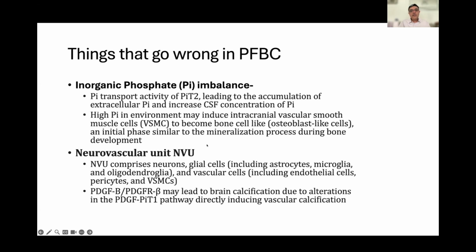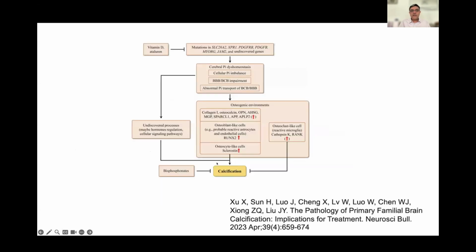And this might induce some of the vascular smooth muscle cells, which are the blood vessel cells that I mentioned, to become bone-like. And then they start the mineralization process. The neurovascular unit is what I showed you in the previous slide as well. It comprises the whole unit of nerve cells and vascular cells, including the cells that are important for immunity, and glial cells. So all of the mechanisms that we know lead to these two broad areas.